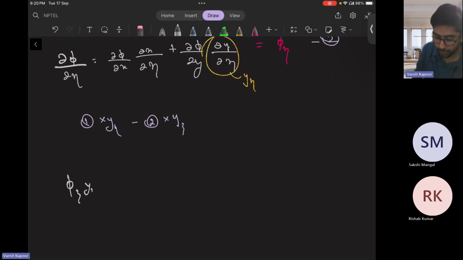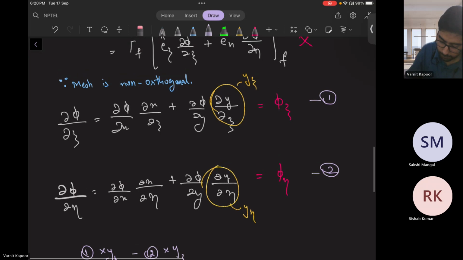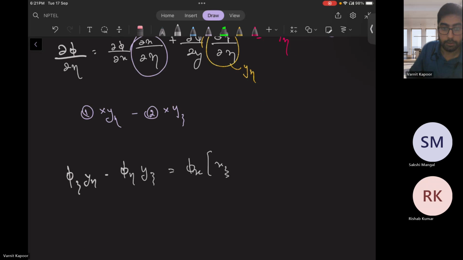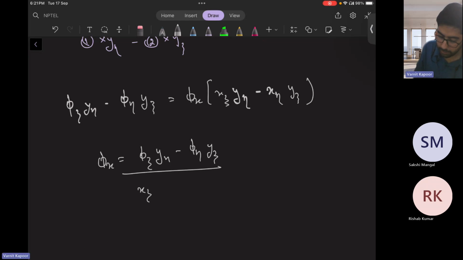φ_ζ y_η minus φ_η y_ζ is equal to φ_x into x_ζ y_η minus x_η y_ζ. So I can take out φ_x separately. This φ_x is nothing but (φ_ζ y_η minus φ_η y_ζ) upon (x_ζ y_η minus x_η y_ζ).